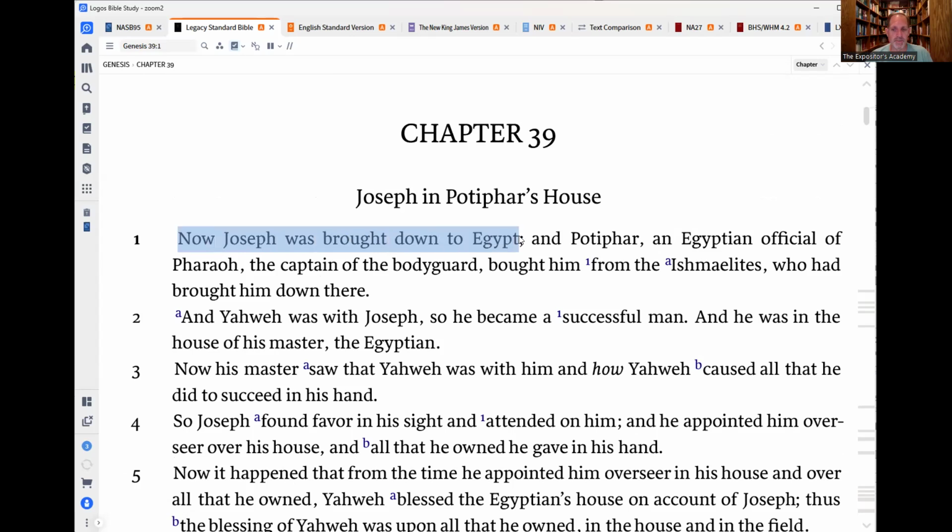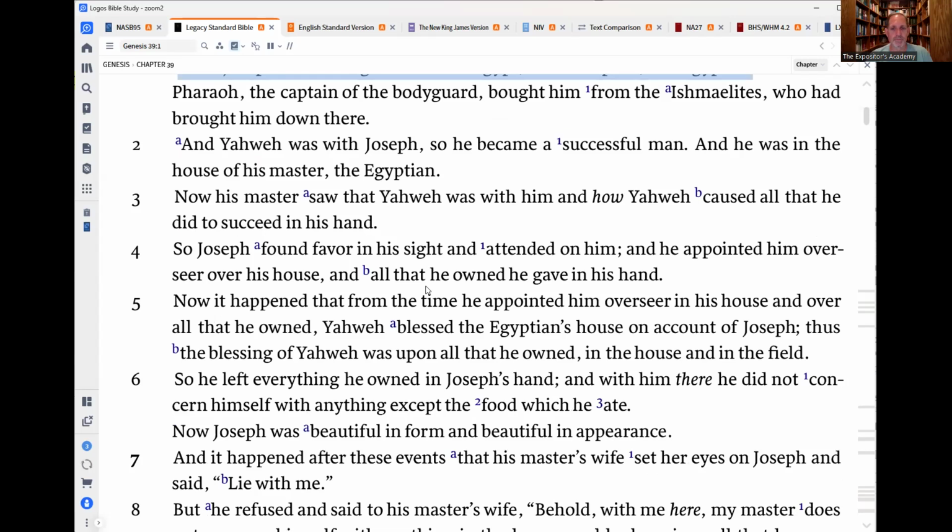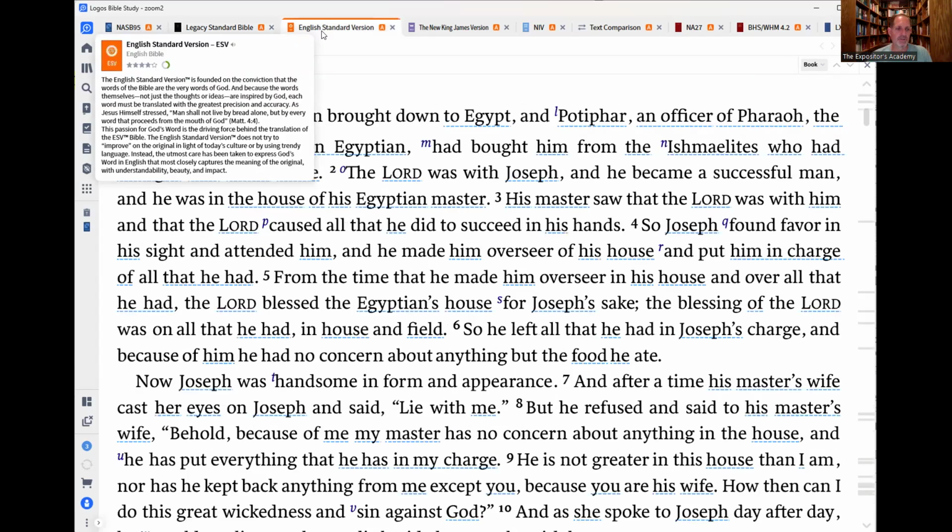Joseph was brought down to Egypt, and Potiphar, an Egyptian official of Pharaoh, the captain of the bodyguard, bought him from the Ishmaelites who had brought him down there. And Yahweh was with Joseph. And so he became a successful man, and he was in the house of his master, the Egyptian. Now his master saw that Yahweh was with him, and how Yahweh caused all that he did to succeed in his hand. So Joseph found favor in his sight and attended on him. And he appointed him overseer over his house, and all that he owned he gave into his hand.